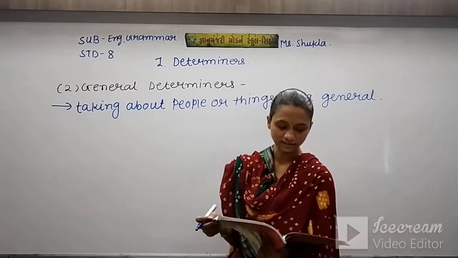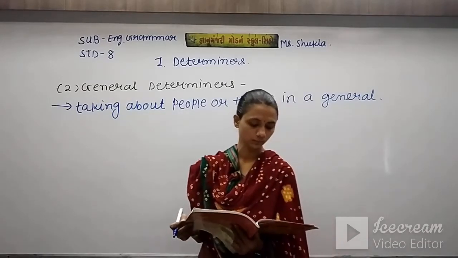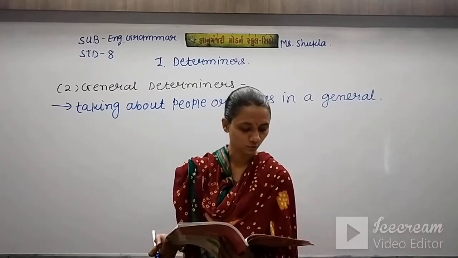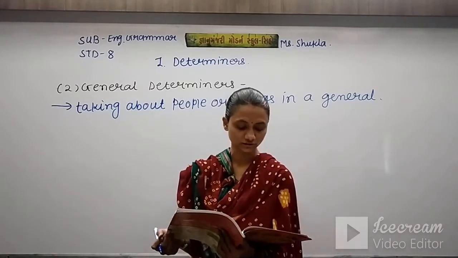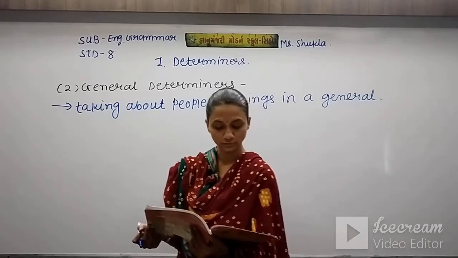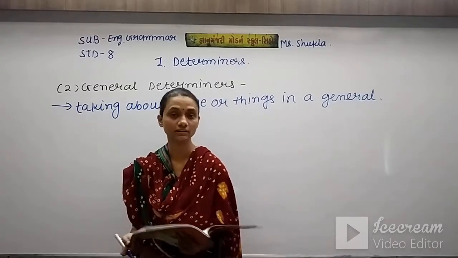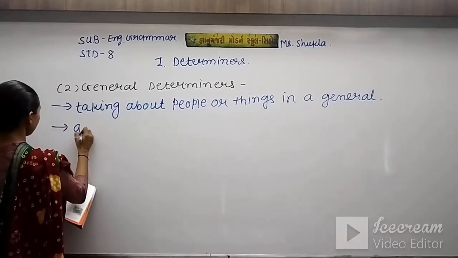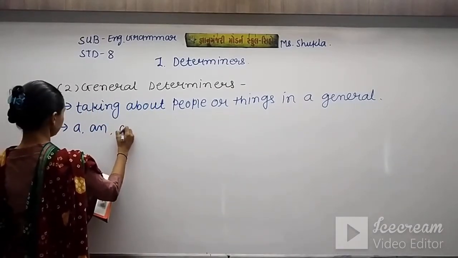Examples are articles a, an, one, every, many, more, most, much, little, few, either, neither, no, other, each, some, both, any, enough, all, another, several. These all are general determiners. I am writing two or three of them.